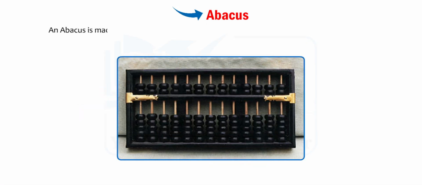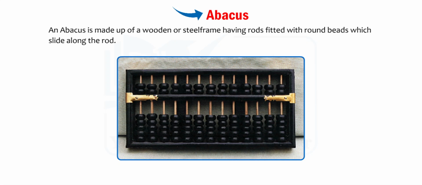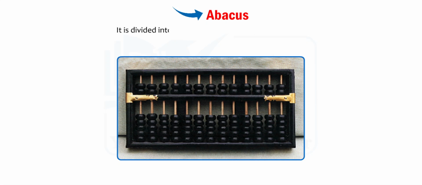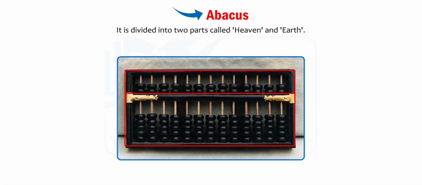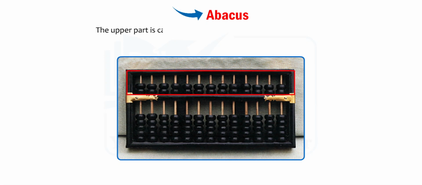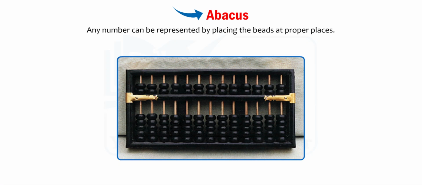An abacus is made up of a wooden or steel frame having rods fitted with round beads which slide along the rod. It is divided into two parts called heaven and earth. The upper part is called heaven and the lower part is called earth. Any number can be represented by placing the beads at proper places.